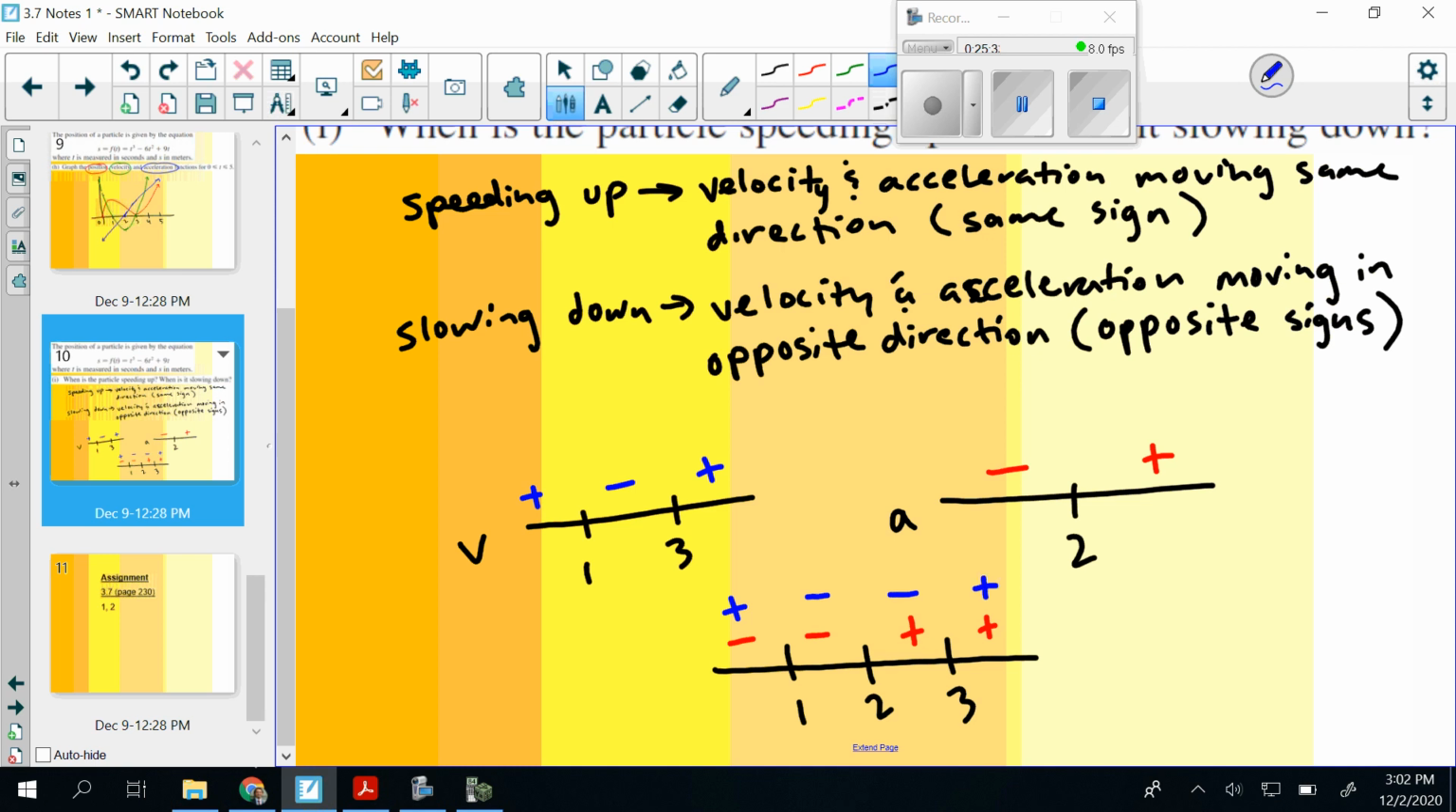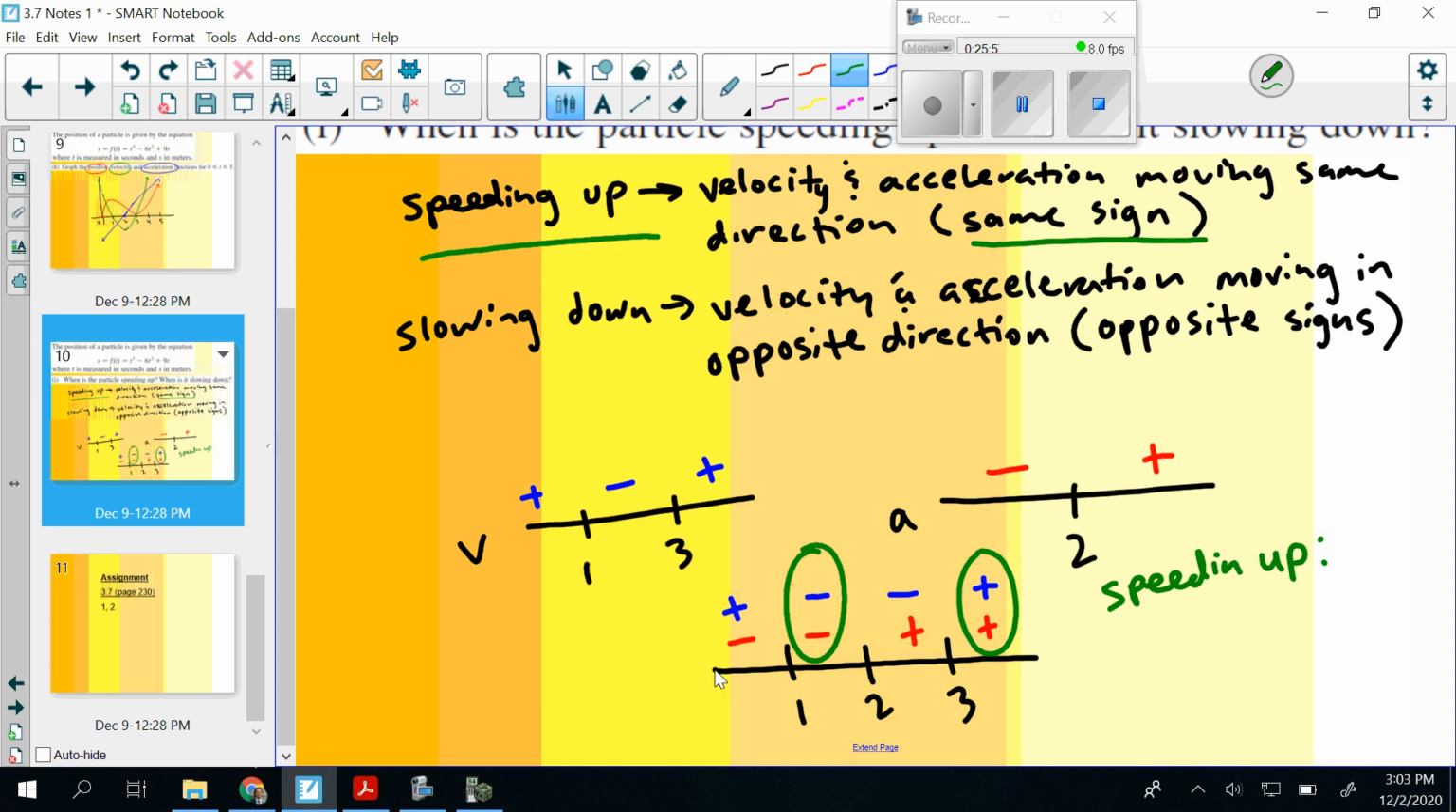So when do we have the same signs here? We get the same signs moving in the positive same direction. So when it's speeding up here, same sign, that's here and here. So it's going to be speeding up between 1 and 2 seconds. And also it's going to be speeding up in the opposite direction, 3 on. Speeding up.